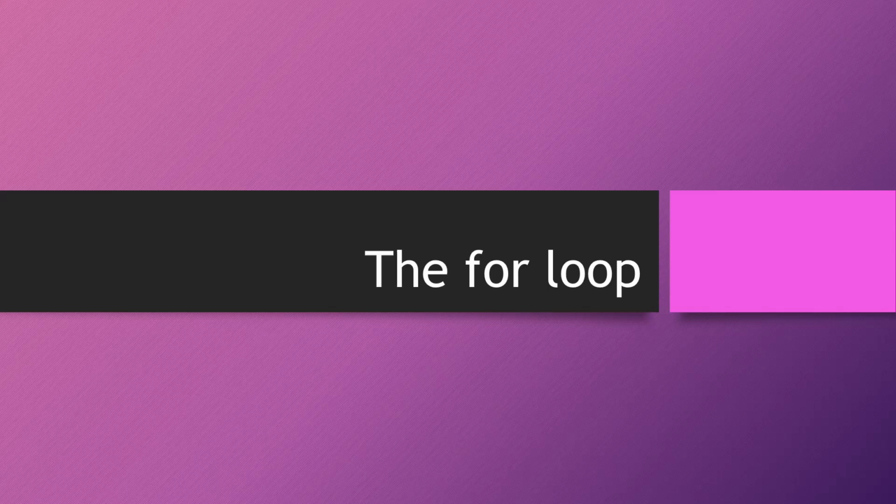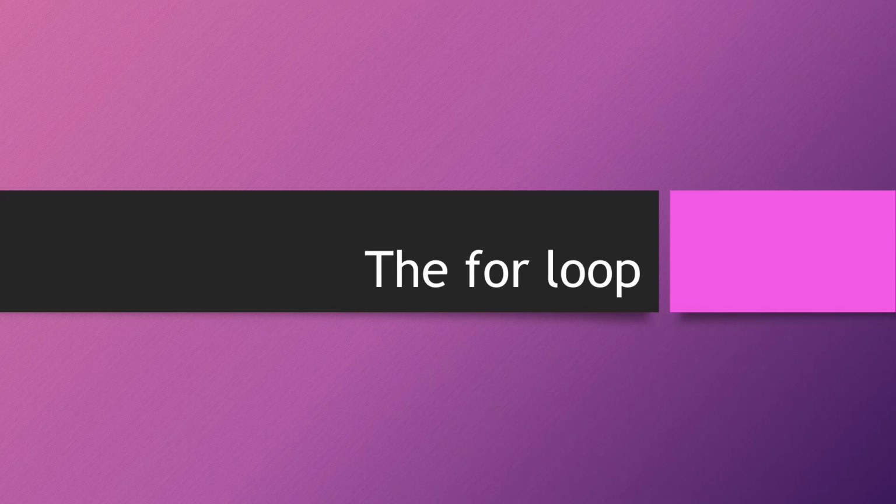So today we're going to talk about the for loop. It is the second kind of iteration structure that we're going to talk about. We've already talked about while loops. Remember that the while loop continued until the condition that it continually checked was false.